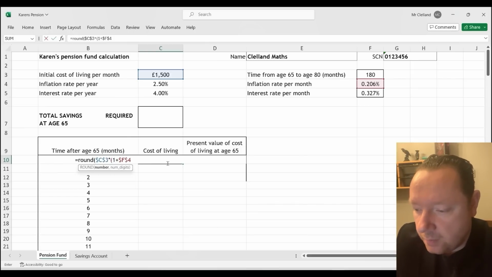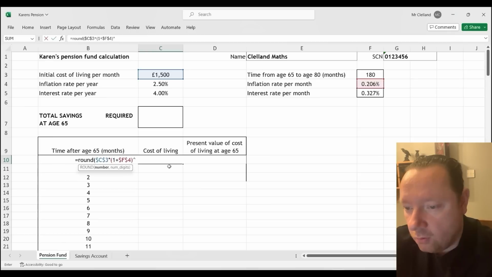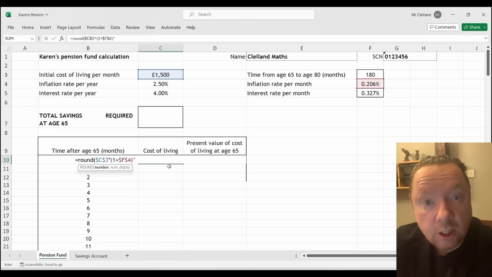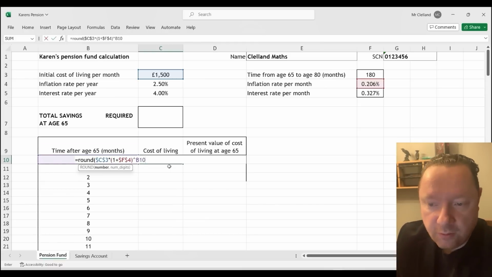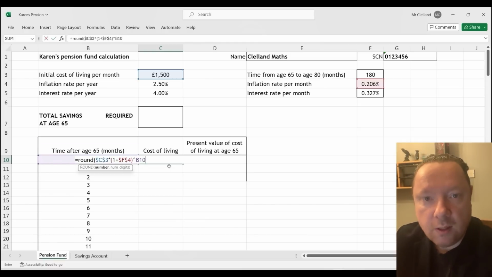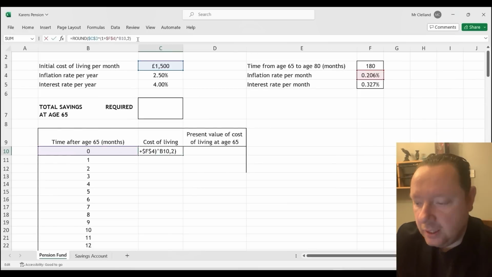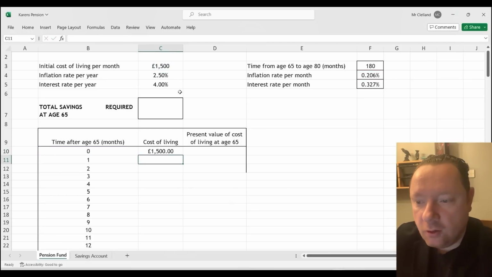It goes up by that per month. So to the power of, now we want the month to change every time. We've already got a cell for months, it's B10, 11, 12. So to the power of B10. And that means that for month 0, it'll be 1500, month 1 to the power 1, month 2 to the power 2, and so on. Then we want 2 decimal places, so comma 2. We press equals, and we get an answer of 1500.